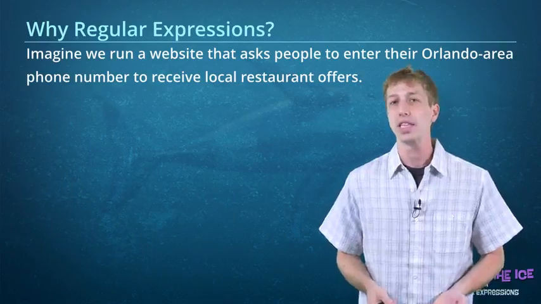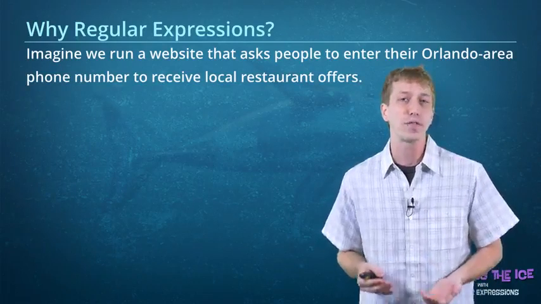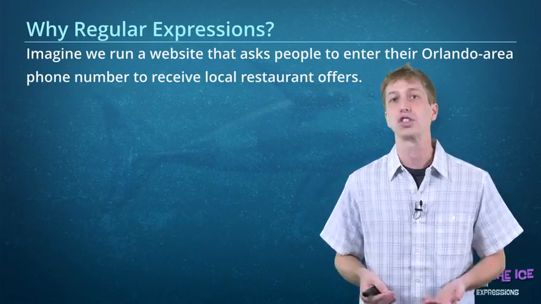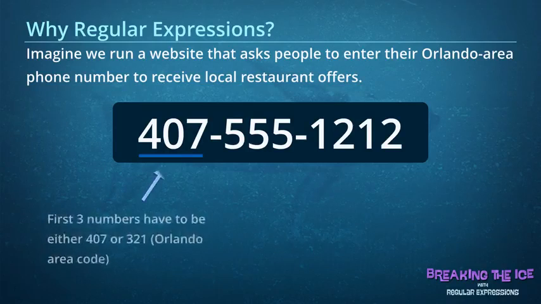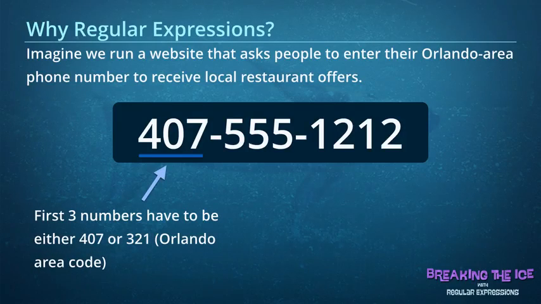Imagine we run a website that asks people for their Orlando area phone number so they can receive local restaurant offers to their cell phone. Well, if we think about what makes this number valid, we start seeing a few rules. For example, the first 3 digits of our number must begin with 407 or 321.